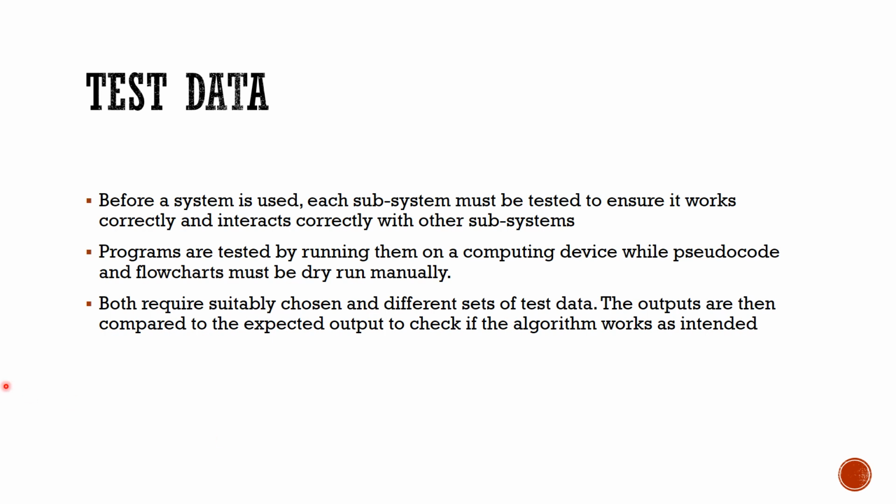Before a system is used, each subsystem must be tested to ensure it works correctly and interacts correctly with other subsystems. Programs are tested by running them on a computer device, while pseudocode and flowcharts must be dry run manually. Both require suitably chosen and different sets of test data. The outputs are then compared to the expected output to check if the algorithm works as intended.